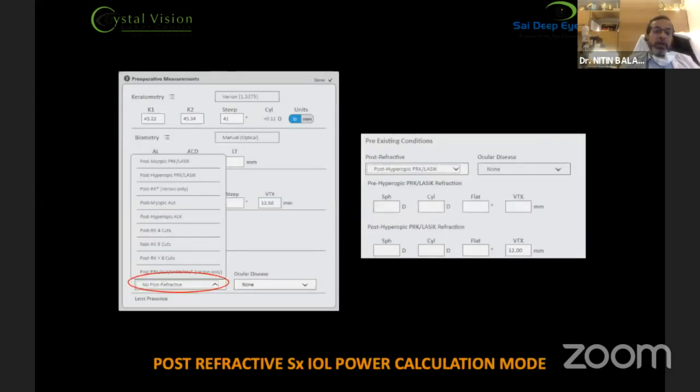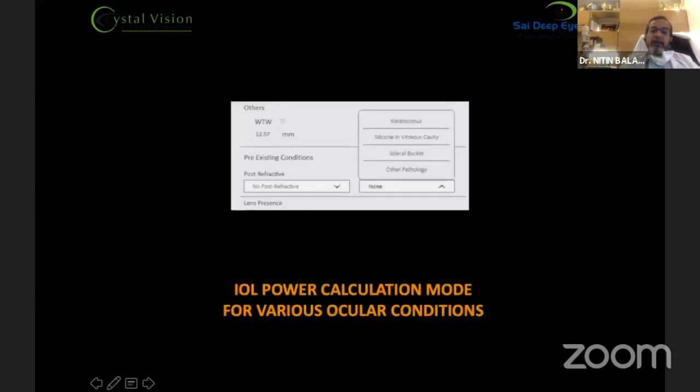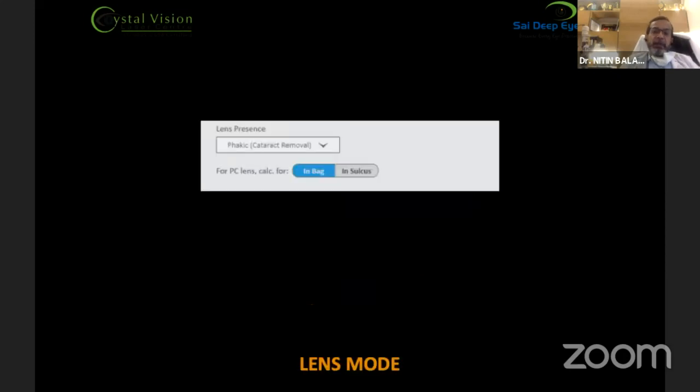At the same time, you can choose either a virgin eye where no refractive surgery has been done, or you can choose a case where either a myopic or a hyperopic or an RK has been done as a refractive surgery. The IOL power for other ocular conditions like keratoconus, silicon filled eye, scleral buckle, or any other eye pathologies can be chosen, and the unit would therefore make the necessary adjustments in getting us the final IOL power.